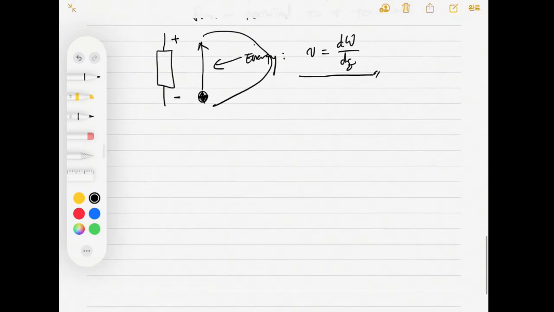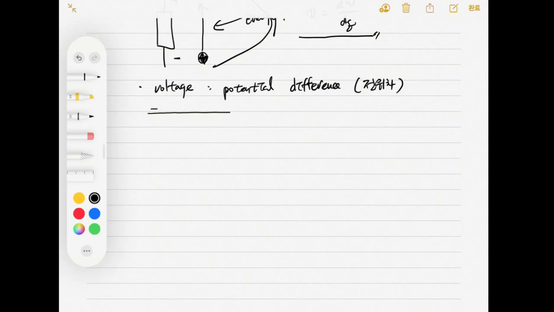So I will give you a simpler explanation. The voltage is a potential difference, in Korean 전위차. Say you insert positive charge here, maybe 1, 2, 3, 4, 5, 6, 7. And we add negative charge here, 1, 2, 3, 4, 5, 6, 7. The number should be the same because this positive charge and negative charge are from the same things.